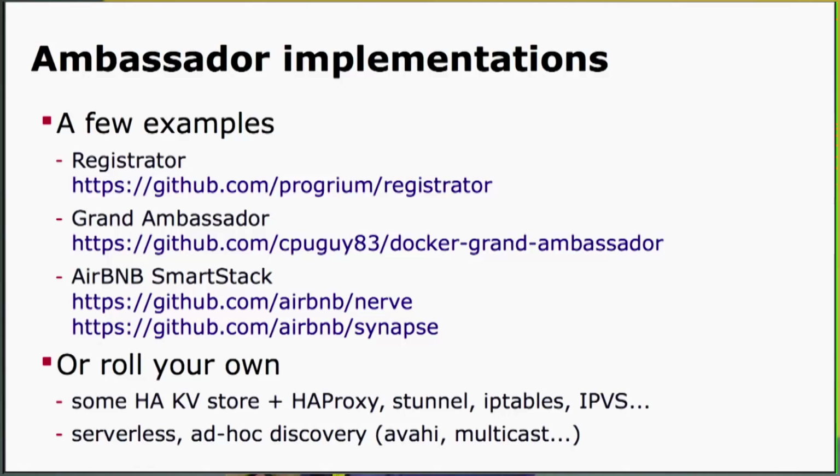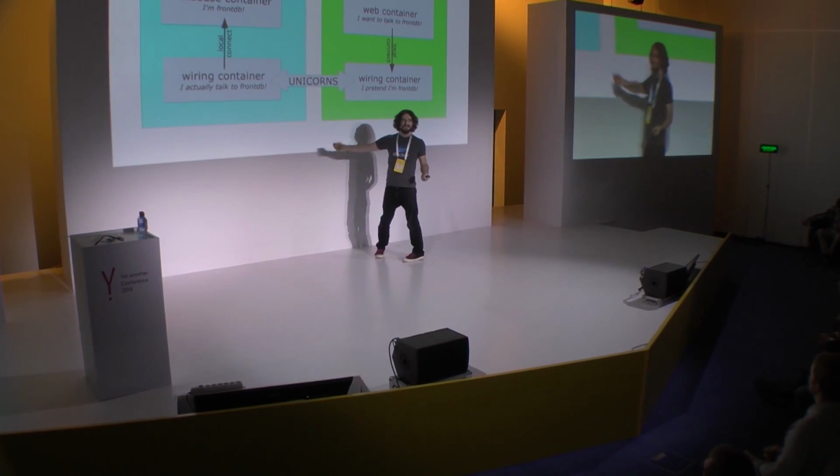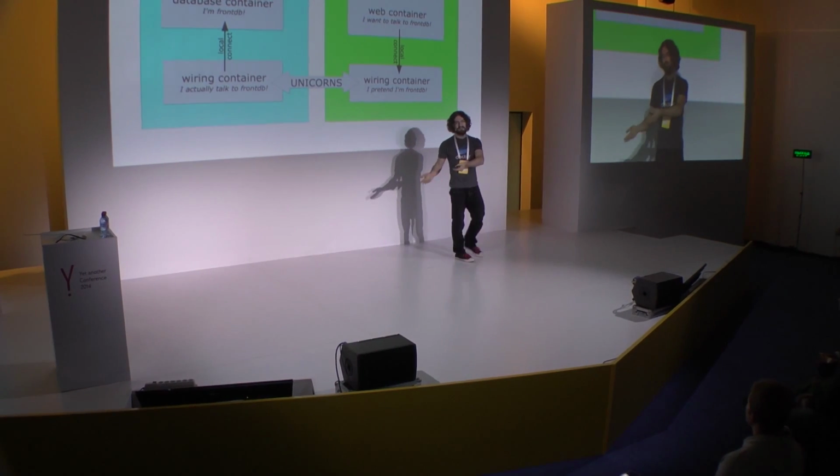There are two big families of ambassador systems. Some of them are using a highly available key-value store like Zookeeper and etcd. In that case, the idea is that the one with the database will register itself in Zookeeper. It will say, the database is at this host and this port. Then this one, when it needs to connect to the database, will look into Zookeeper, and it will find the address of the database. Another solution is to use multicast. In that case, that container will send a multicast request to say, hey, who has the database? That one will receive that request and will reply to say the database is at this address.